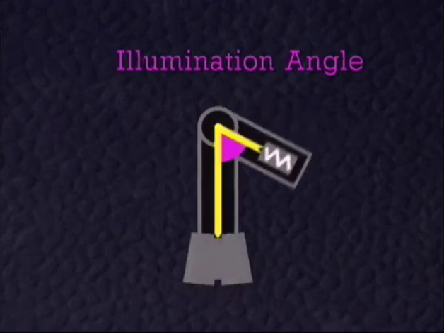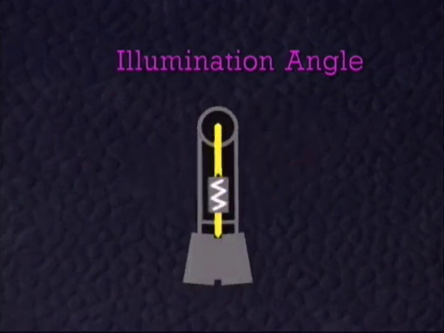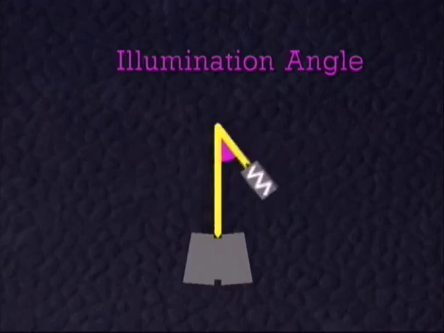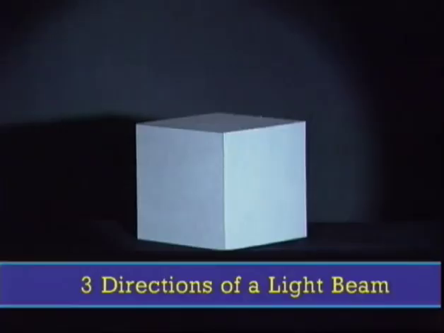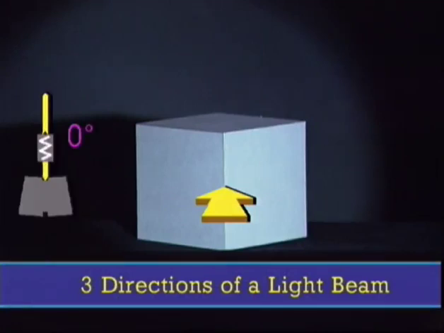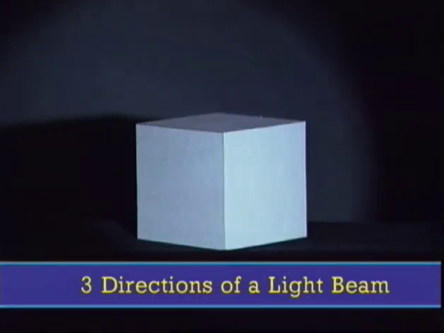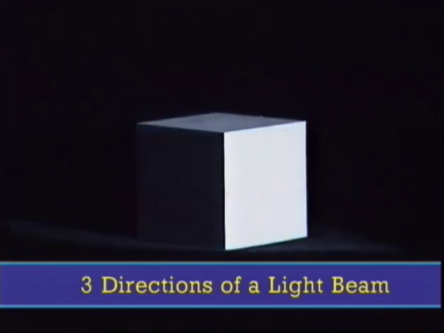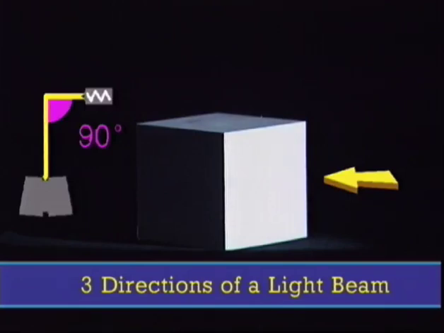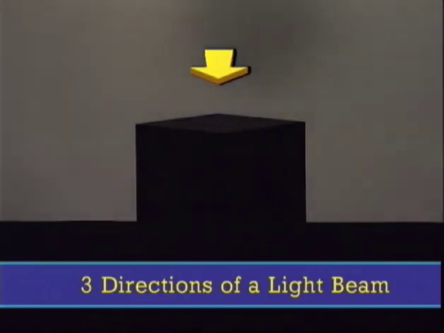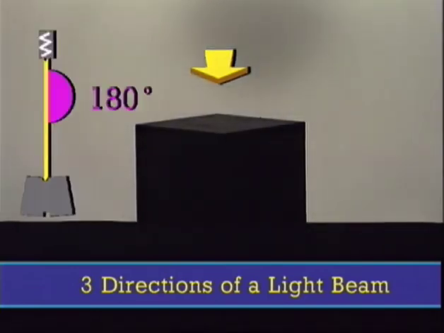Please note these pictograms which will be used throughout the following sequences. Basically, there are 3 main directions of an incident light beam. Light from the direction of the observer, that is from the front, then the angle between observer and the light beam is about 0 degrees. Light from the sides, the illumination angle is about 90 degrees. And light from the back. The illumination angle is about 180 degrees.